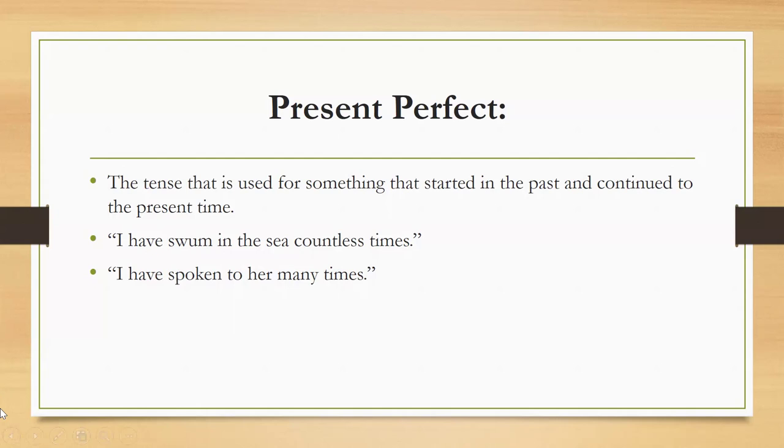So two examples. I have swum in the sea countless times. The action word here is swim. Swum means started earlier, but it's still ongoing. I have spoken to her many times. Speak is the action word here. Happening many times, it becomes present perfect. Okay.